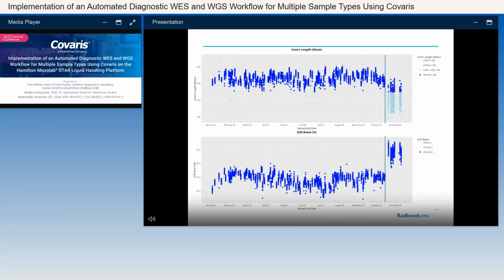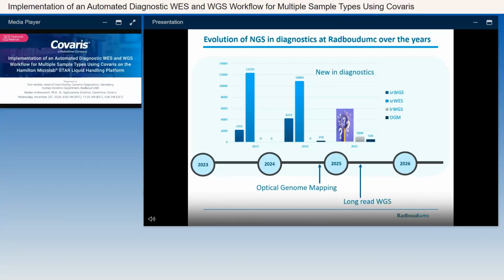What we'll do in the near future, we don't know exactly. We know the numbers that we ran in 2023 and 2024. You see a slight decrease in 2024 for the exomes, and an increase in the short read genomes. We also know that we ran in 2024 250 optical genome mapping samples, and we will increase that in 2025 to 500 samples a year.